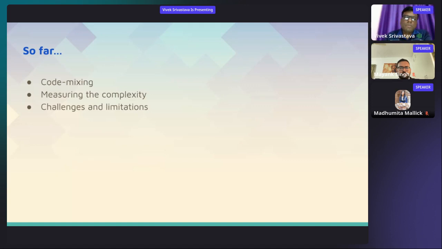So this is the end of the first part, and we have seen code mixing, how we measure the complexity of the text, and challenges and limitations. So Vivek, I think there are a few questions. First comes from Sumant Kulkarni. He's asking, can CMI help if we have more than two languages in focus?